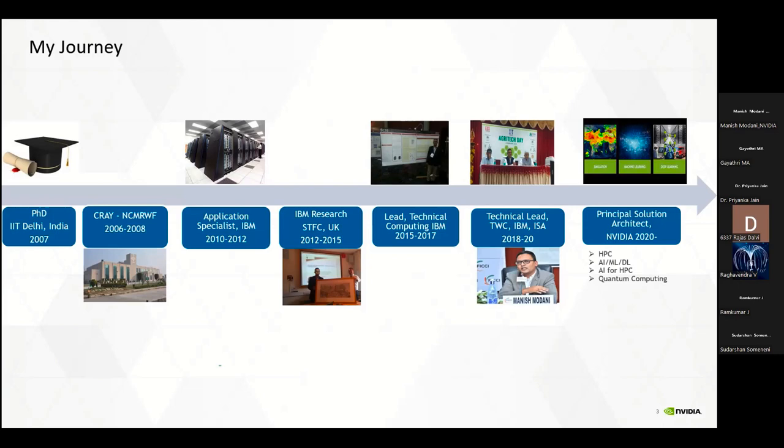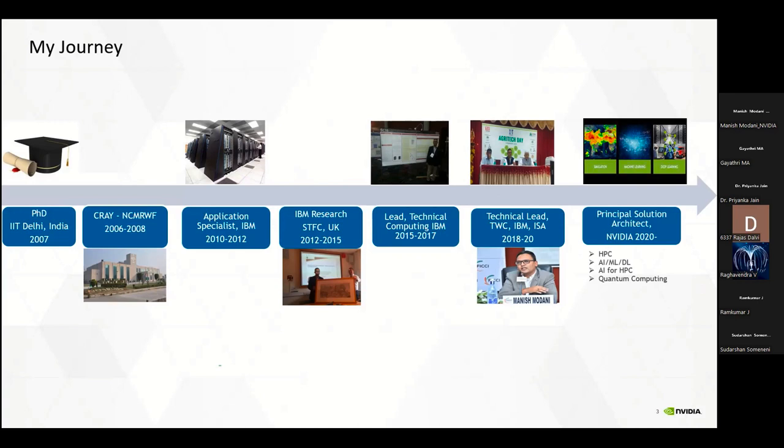Then mainly I worked for 10 years in IBM. There I had different roles. I worked in IBM Research, where I was in the UK for 3 years. Then in India, I was in development, then leading the IBM Power 9 system, which has GPUs. As I mentioned, in my last assignment at IBM, I was the technical lead for IBM Weather Channel.